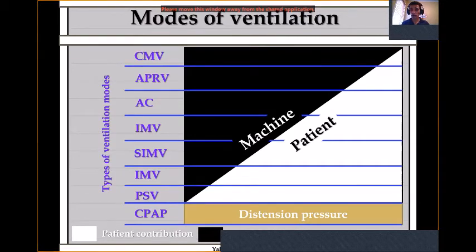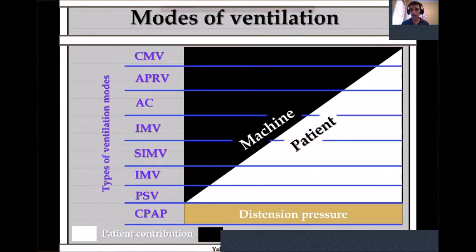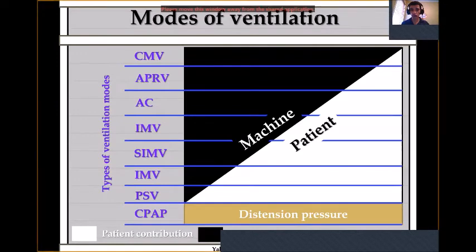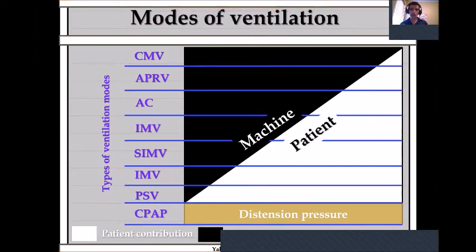In IMV, or intermittent mandatory ventilation, there is no assisted and there is no spontaneous. There is no assisted, very important to remember. The machine is only giving mandatory breaths, so any spontaneous breath will be by the patient. So the patient is still doing most of the work in IMV and the machine gives little help. When it becomes synchronized IMV, or SIMV, the machine will help more because it synchronizes with the patient.